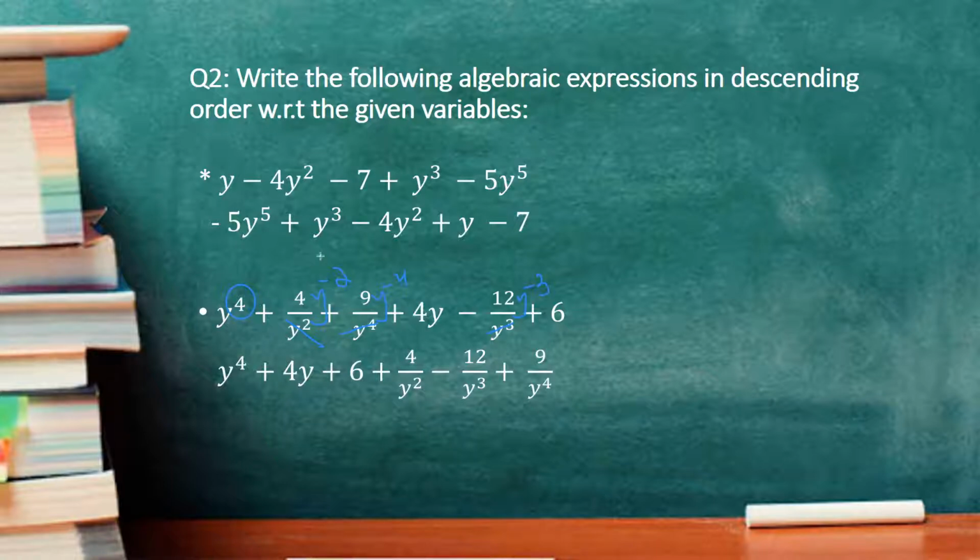Here the power is 4, here -2, here -4, here 1, here -3, and here no power is there. That means y power 0 is there. What is the power of y here? Y power 0 is over there. Here y power 1 is over there. Let's start the descending order. With the descending order, first we have to write y power 4. The biggest power is 4.